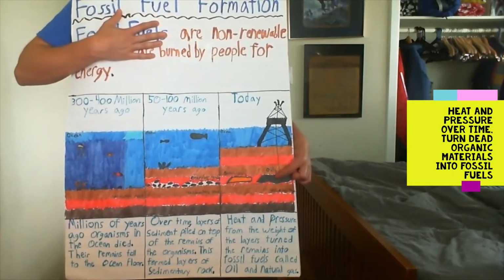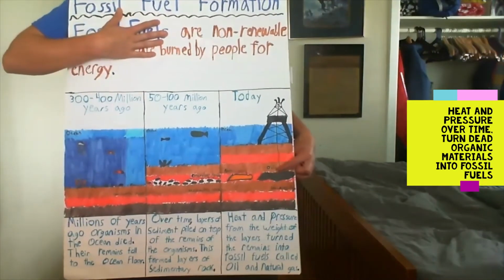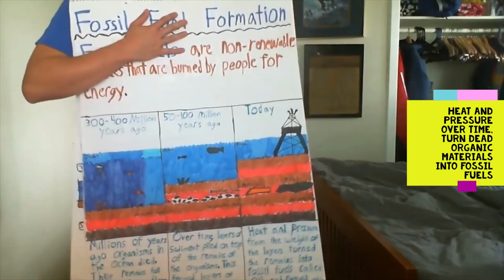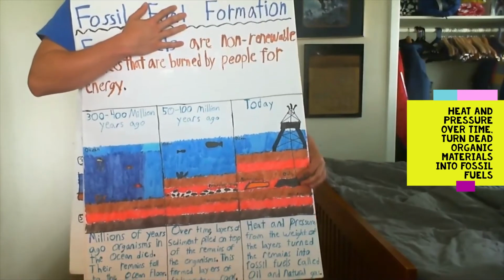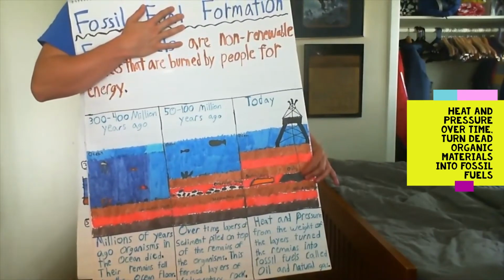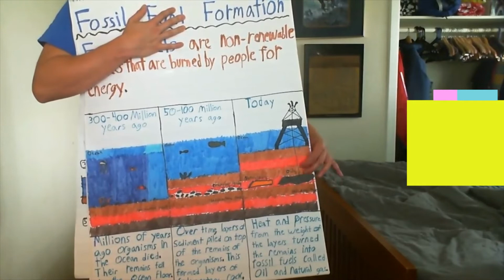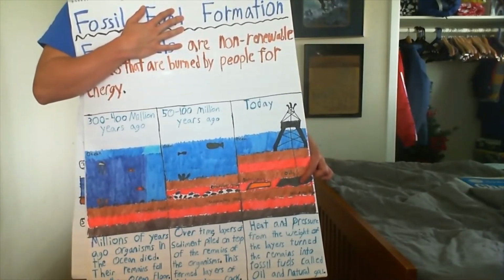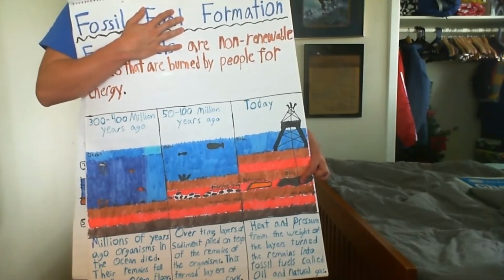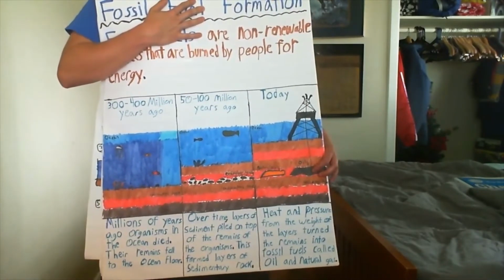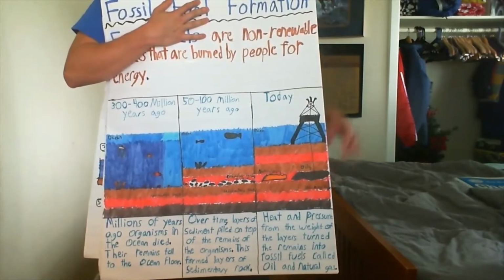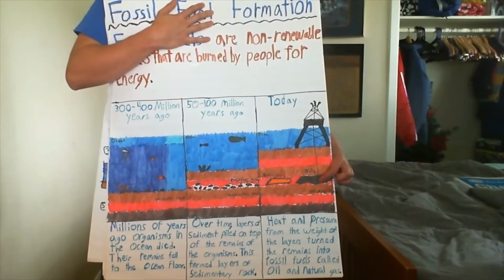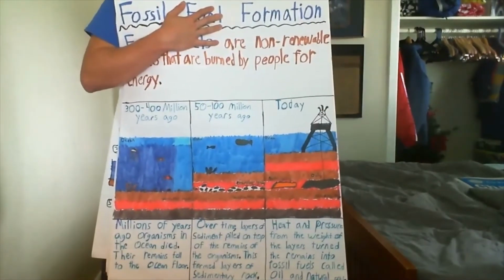Now, the key is that in order for these dead organisms to turn into natural gas and oil, both heat and pressure have to be applied. So when these layers are building up, they're heating up the dead organisms and they're compacting them, they're applying pressure. Those two together turn the remains into oil and natural gas. Notice that I marked the oil in black, natural gas right there in orange.